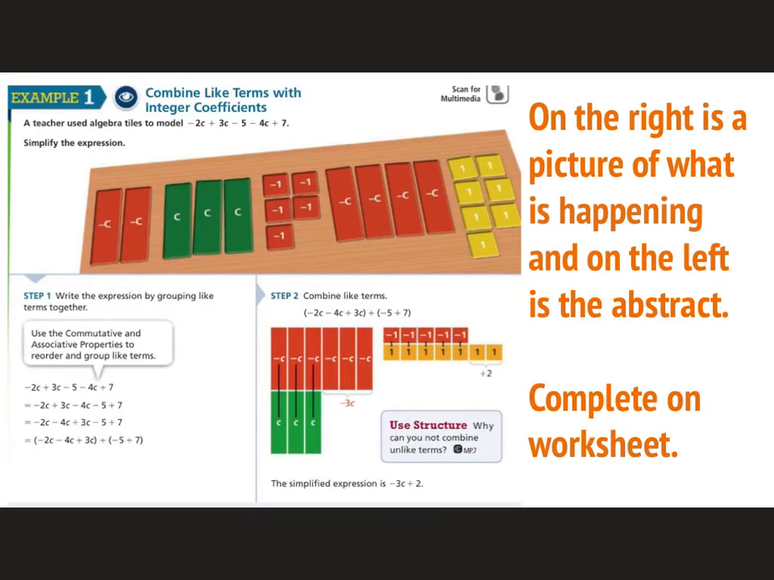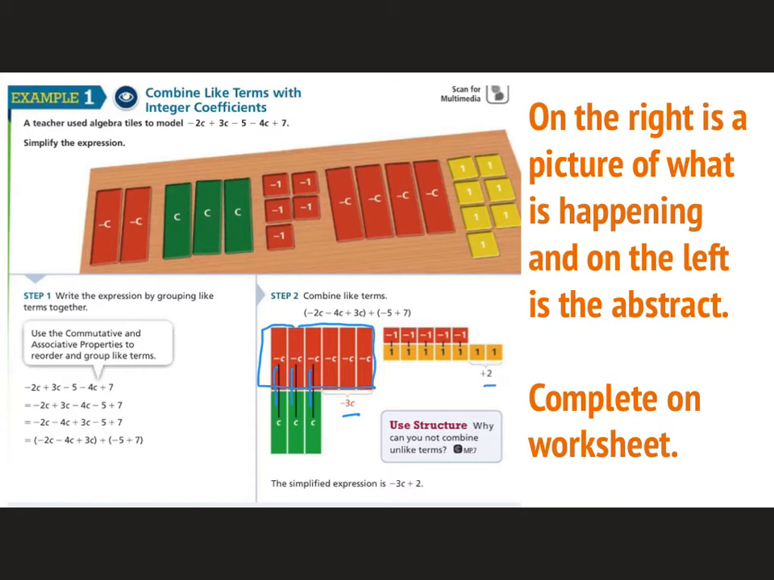So here you have it in your book. And as you can see how they lined up, they took all of the negatives and put them together first, and then connected the positive and the negative together. And then here you can see they're stacking them so that they have negative 3c and positive 2. So that is a way to do this.